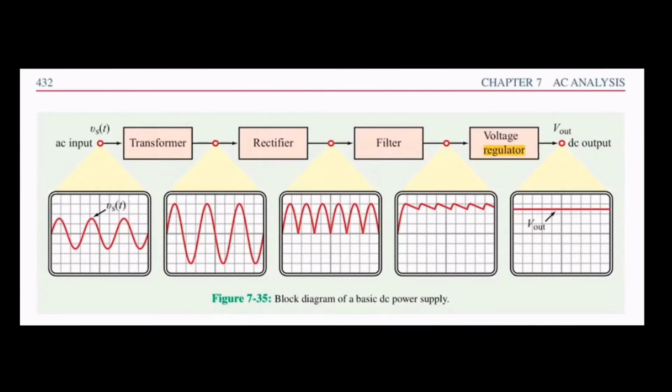So, this diagram from the textbook shows us the basic process of a basic DC power supply. We have our AC input that comes from the wall socket, the transformer, a rectifier, filter, and a voltage regulator, and then finally our V output that goes into our phone or any other device.